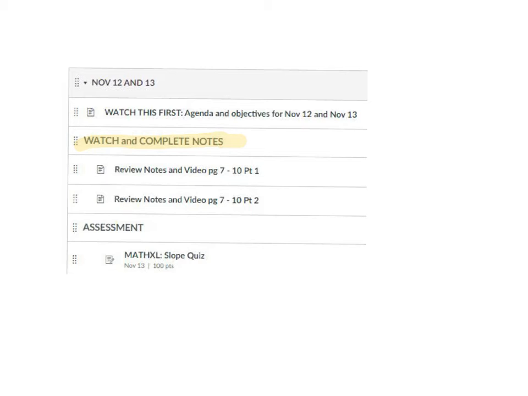Okay, so you're going to go back and look at these. These are all review from the last lesson. They go with pages 7 through 10 in your quarter 2 notebook. And then when you're finished with that, you're going to go and take your slope quiz. So that's the first part of the lesson. This is just a recap of what we did last time.